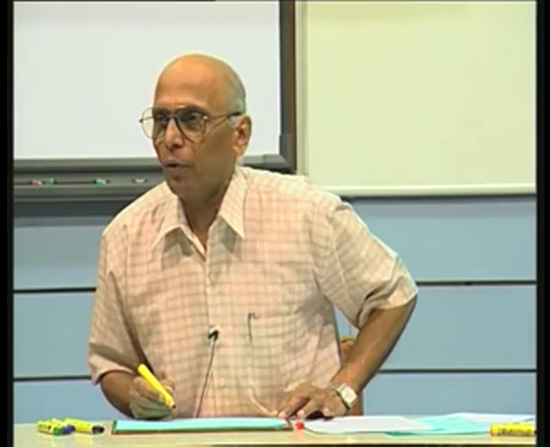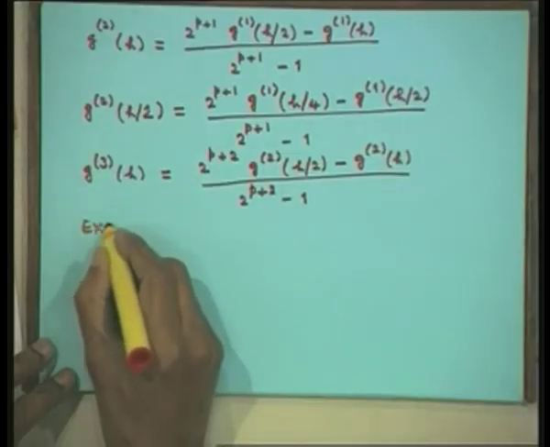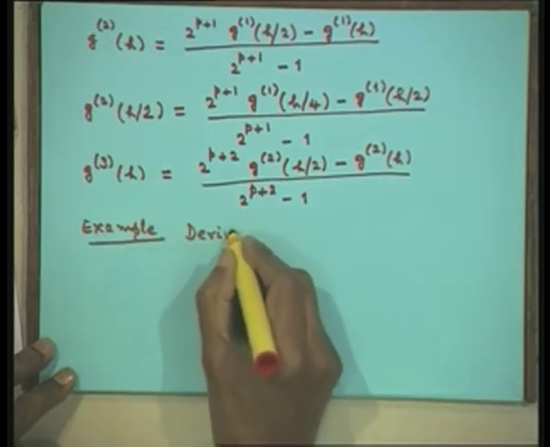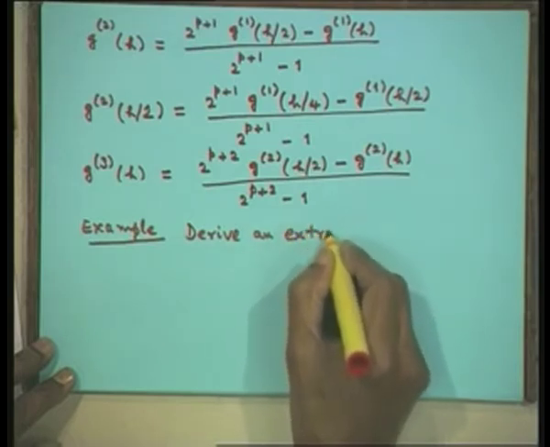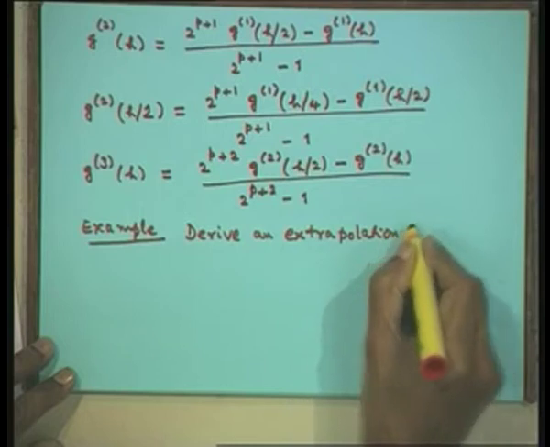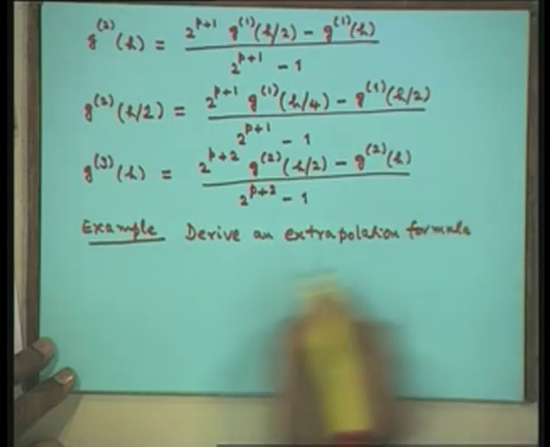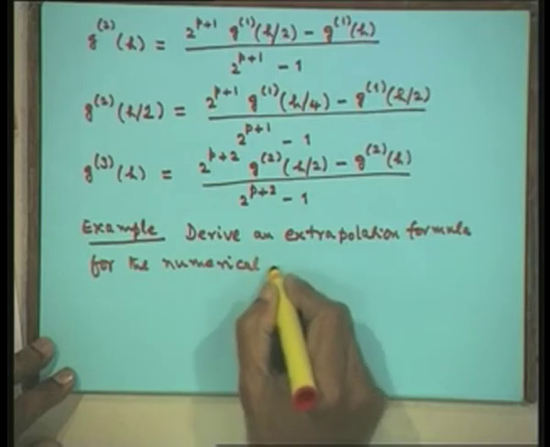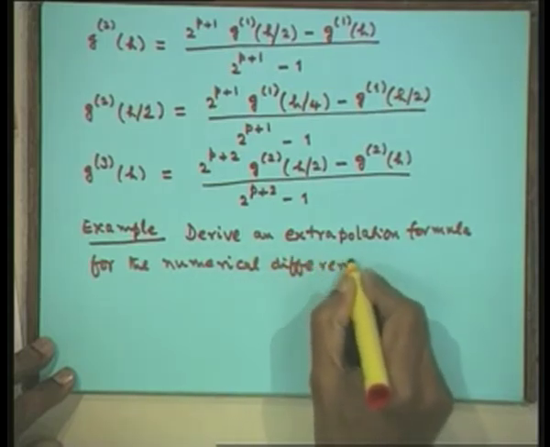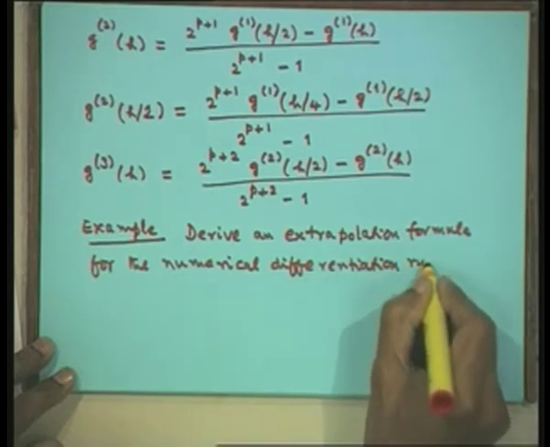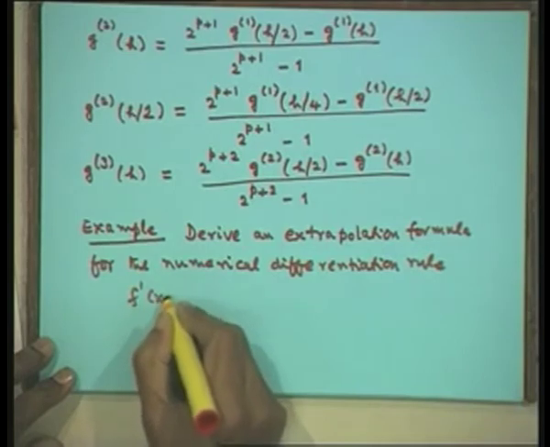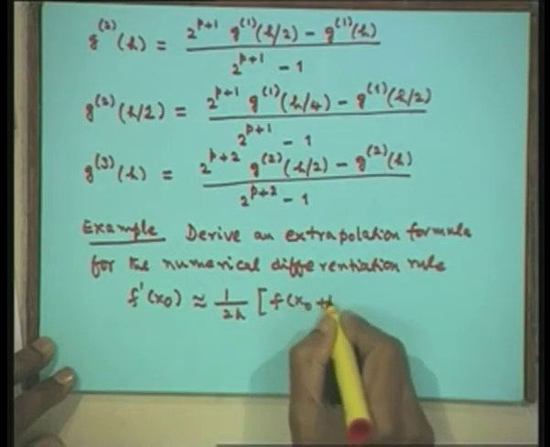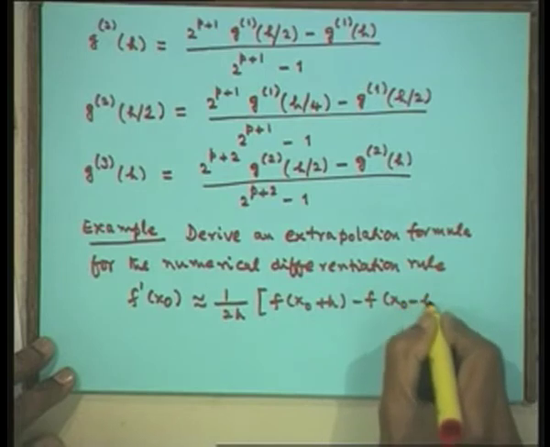Let us now take an example for application. Example: derive an extrapolation formula for the numerical differentiation rule f prime at x naught is approximately equal to 1 upon 2h [f of x naught plus h minus f of x naught minus h].